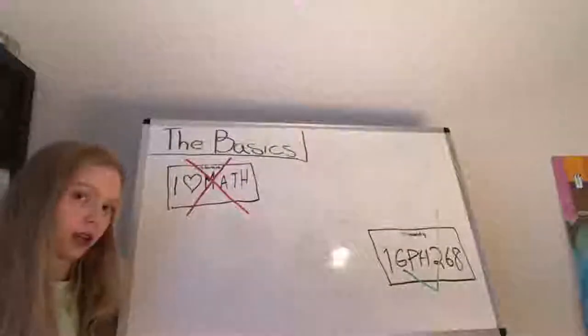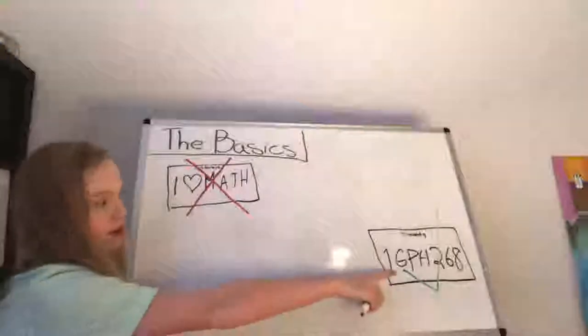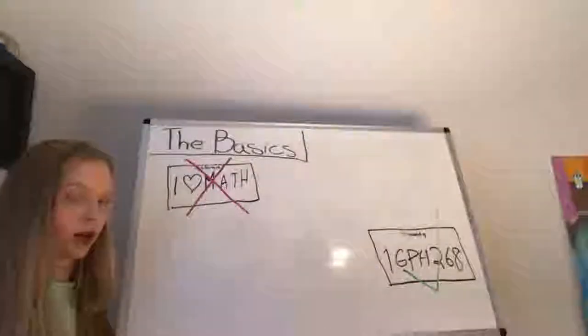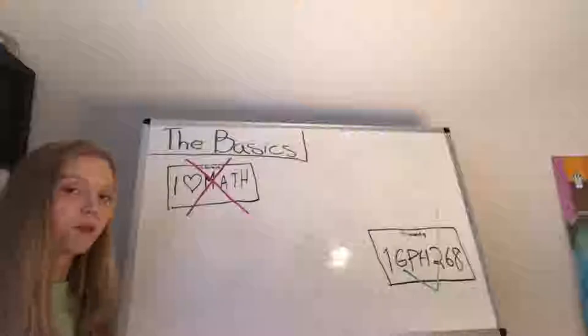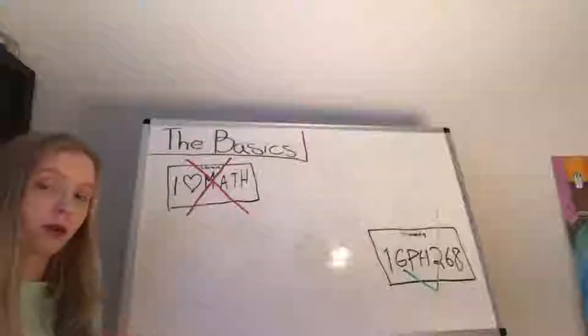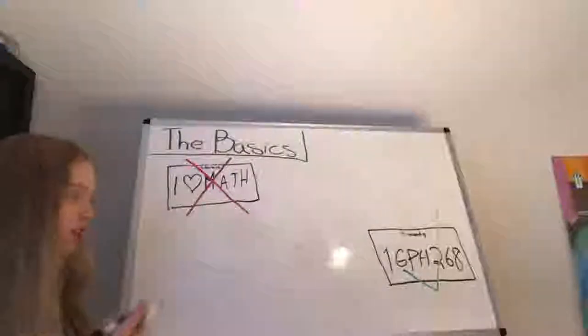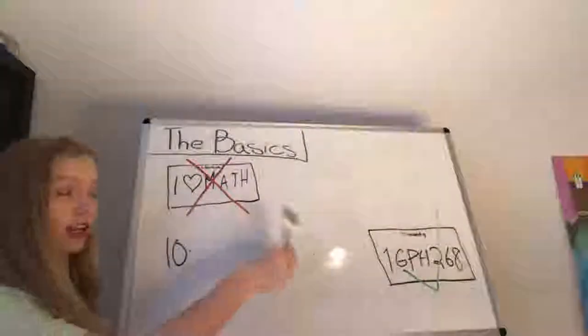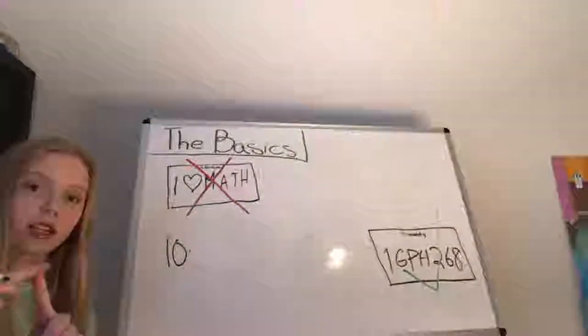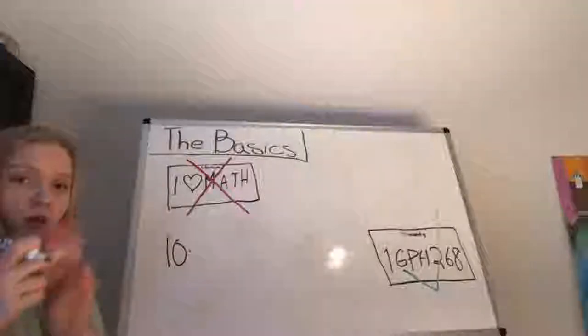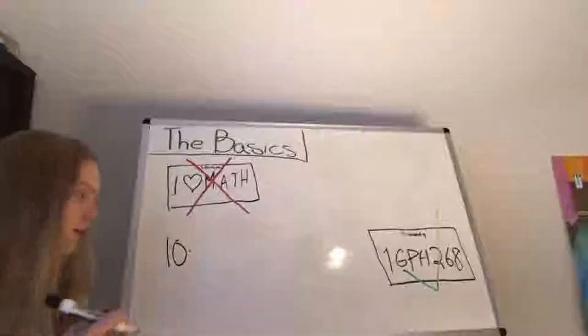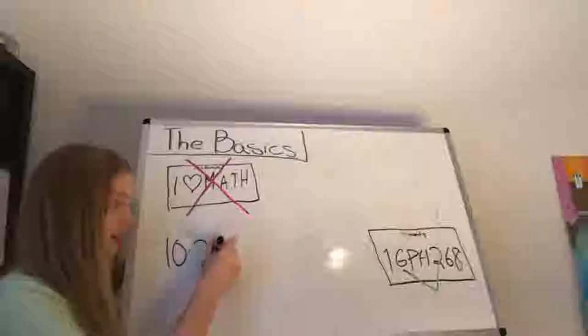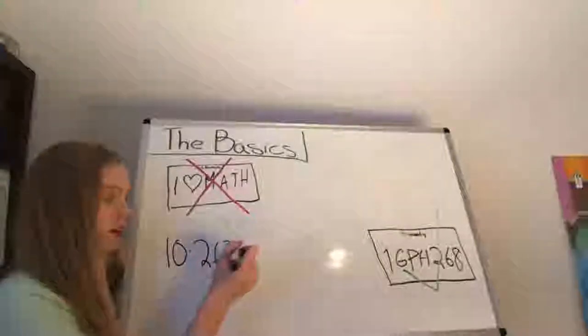How many possibilities are there for the first spot, for the first number? Well, there's 10, right? You could have 0 through 9, any of those digits. So we'll write 10. Next, we have three letters, which is 26 times 26 times 26 for the number of possibilities. So that's going to be 26 to the third power.